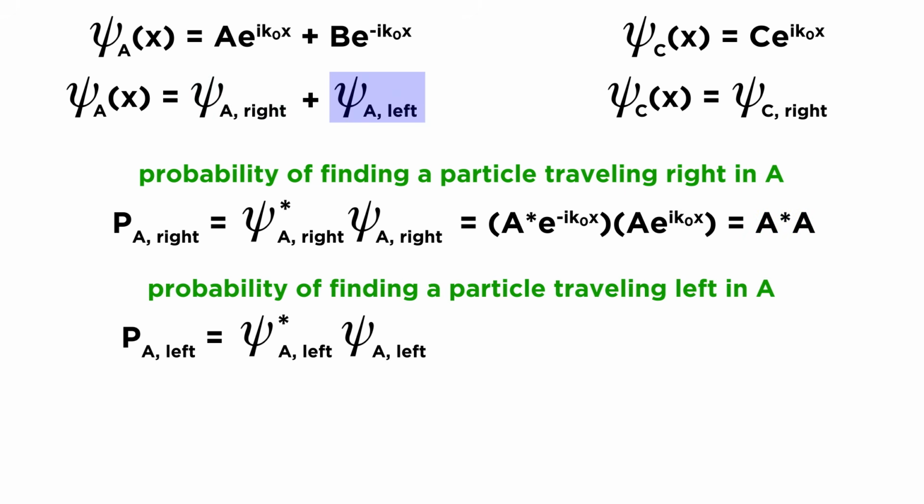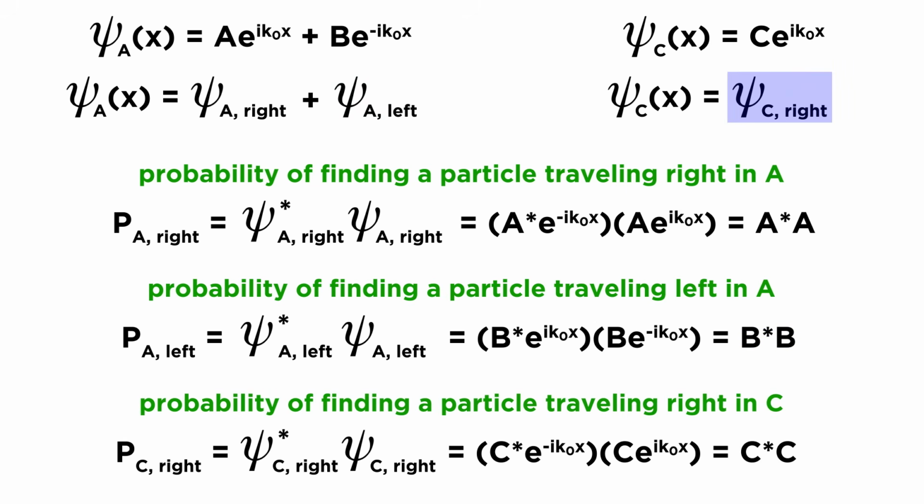Then we can define the probability of finding a particle moving to the left in region A precisely the same way, just with psi A left instead of right. Everything simplifies precisely the same way to leave us with B star times B. And finally, we can define the probability of finding a particle traveling to the right in region C this way as well, and again we are left with C star times C.